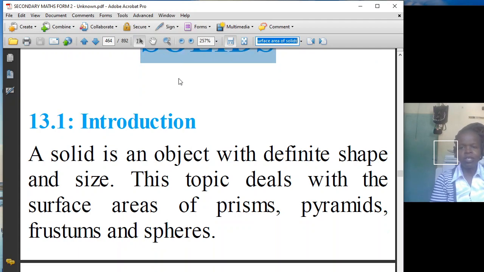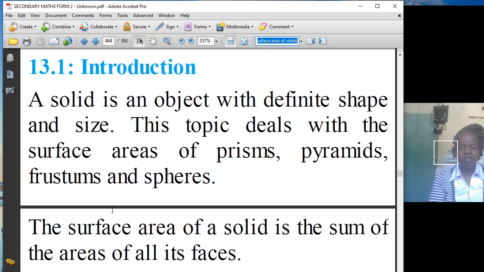In the introduction, a solid is an object with a definite shape and size. Some of the solids that we are going to look at are prisms, pyramids, frustums of these pyramids, the frustum of a cone, the frustum of right pyramids, and then spheres. In application, you may find these solids joined together: a cone joined to a sphere, pyramids, or frustums of pyramids joined together with another shape to form a solid.